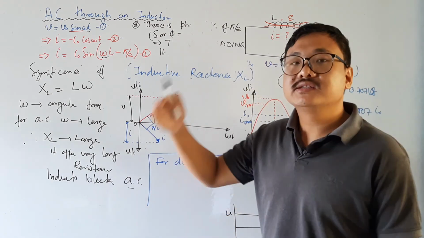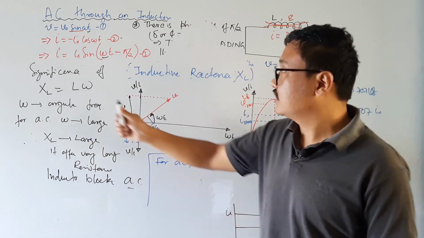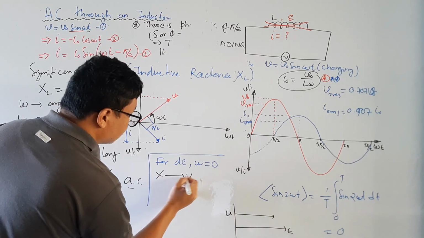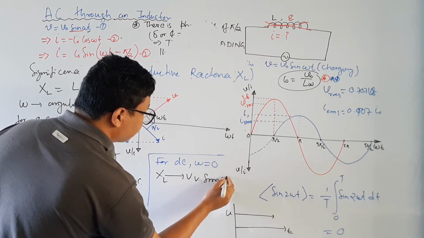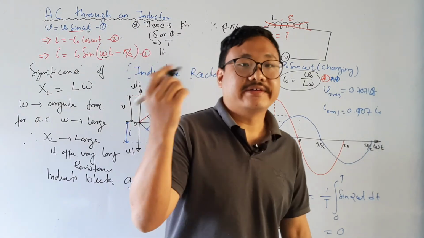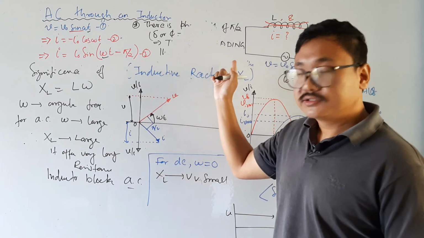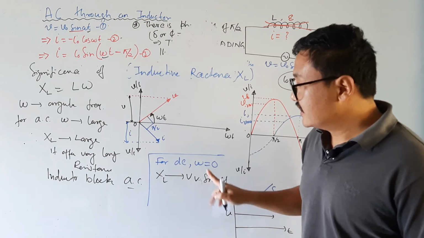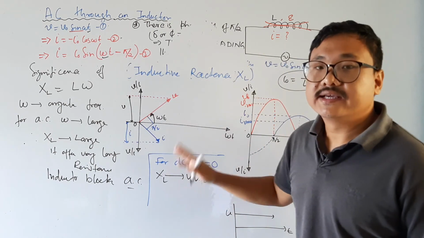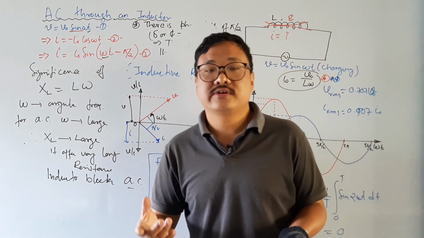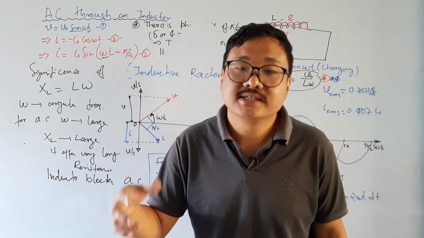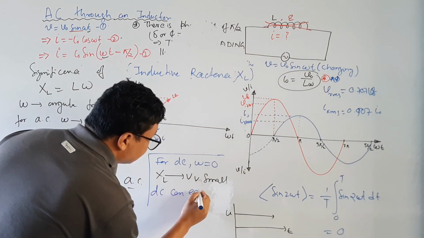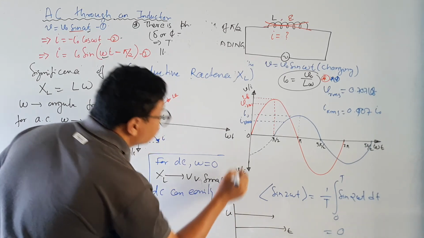There is no frequency in the DC current. If omega is 0, then XL is what? 0. So XL is very small. What does this mean? XL means the resistance offered by the inductor. So for DC, omega is 0, so XL becomes very small. That is, the resistance offered by the inductor is very less. If the resistance offered by the inductor is very less, then DC can easily flow. The conclusion is that DC can easily flow through the inductor.